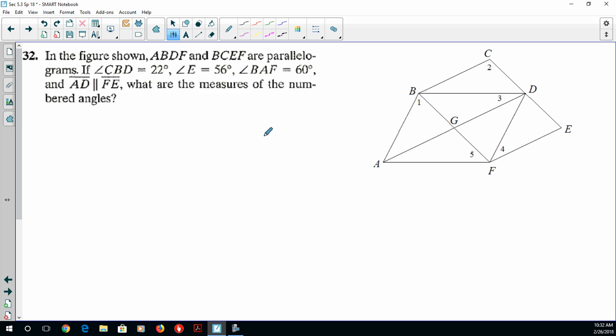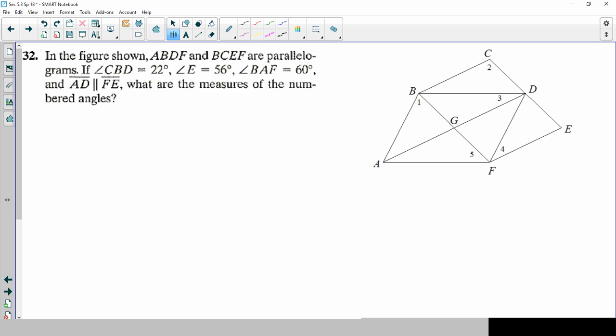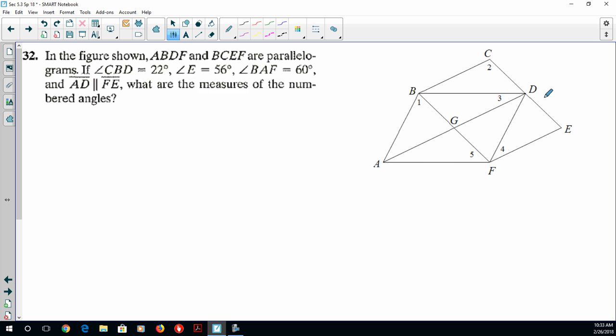ABDF, that's a parallelogram. BCEF is a parallelogram. CBD is 22. Okay, I'm going to write these in a minute. AD is parallel to FE. Note that if AD is parallel to FE, and FE is parallel to BC, then AD is parallel to BC as well.